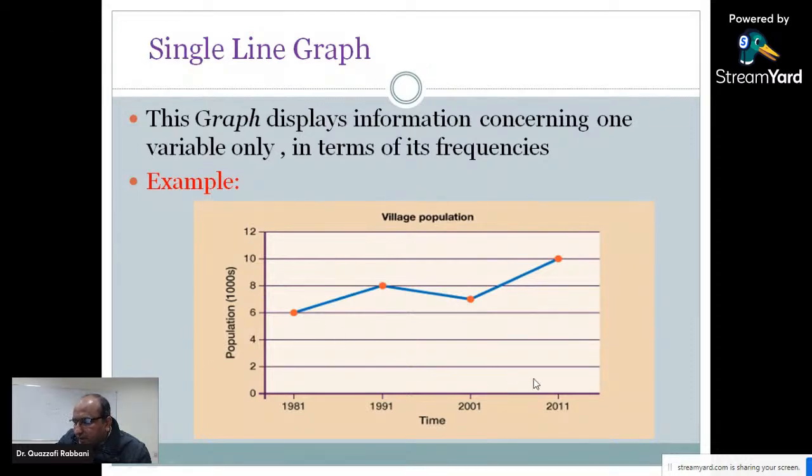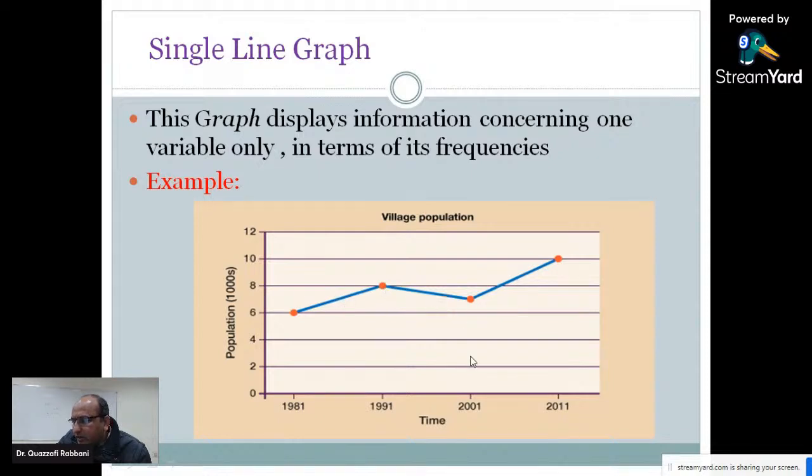Here there are two axes, x-axis and y-axis. Now we take the time and the population. So this is the population of a village. The time is given in years: in 1981, the population of that village is 6,000. So we just take the corresponding point. In 1991, the population of the same village is 8,000.